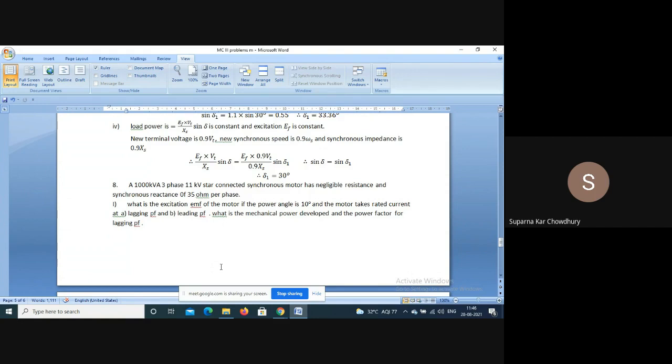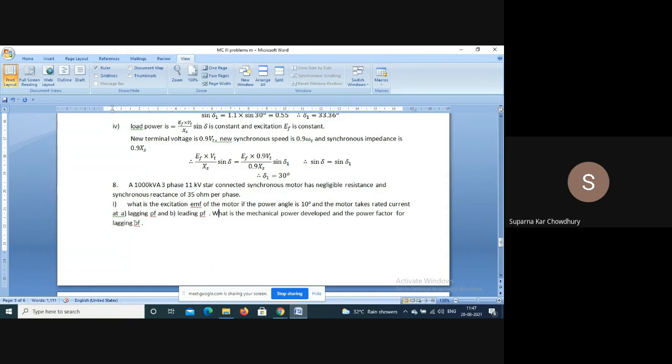Next one, a 1000 kVA 3 phase 11 kV star connected synchronous motor has negligible resistance and synchronous reactance of 35 ohm per phase. What is the excitation EMF of the motor if the power angle is 10 degree and the motor takes rated current at lagging power factor and leading power factor? So two cases have to be considered. What is the mechanical power developed and power factor for the lagging power factor?